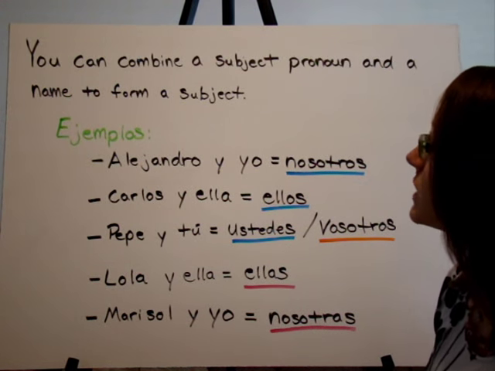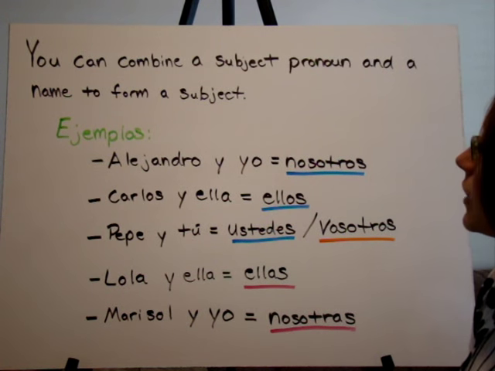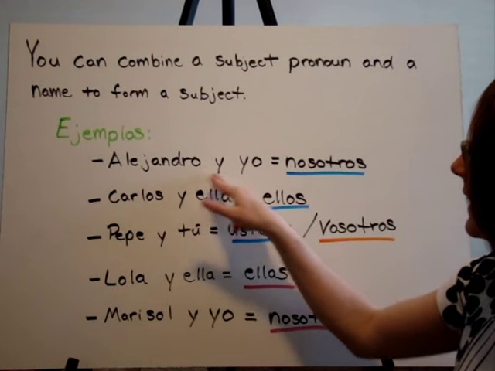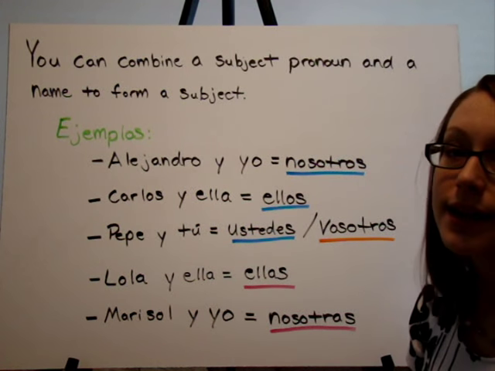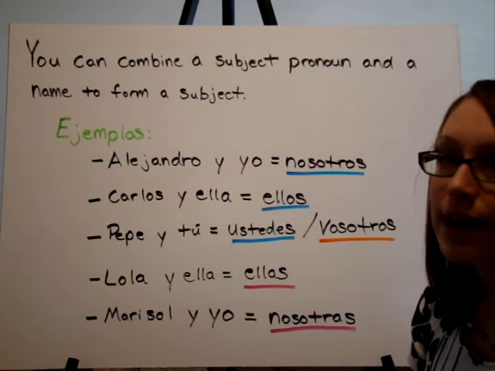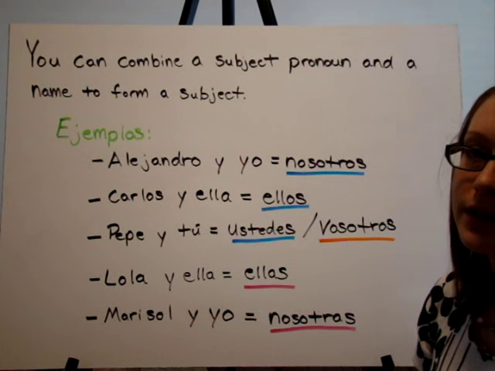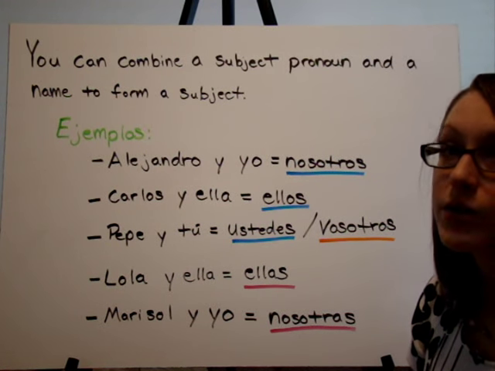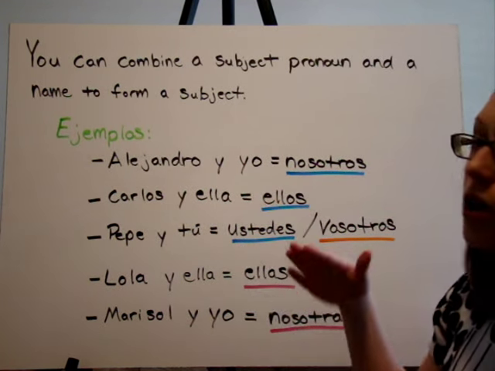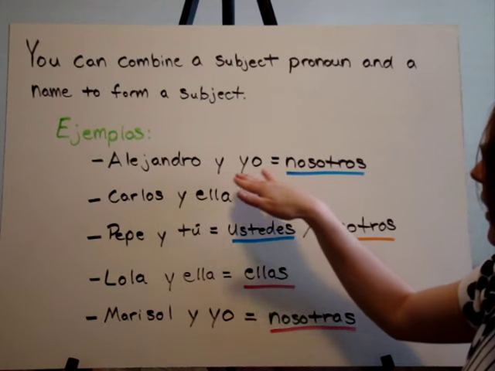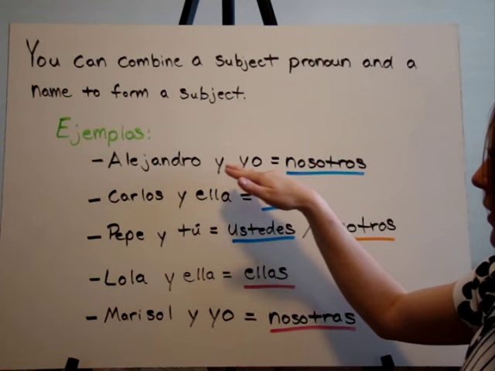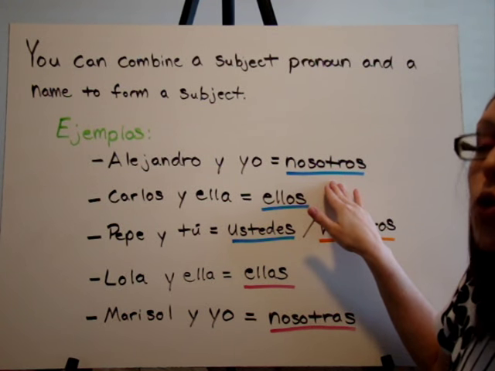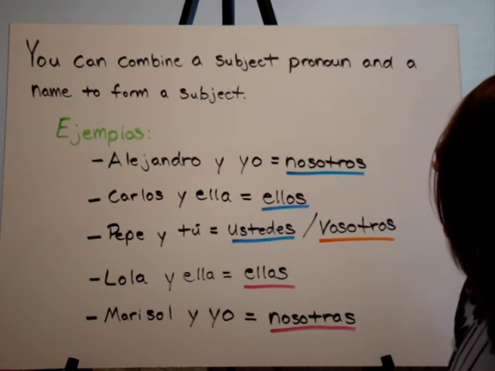Another important thing to know is that you can combine a subject pronoun and a name to form a subject. Some ejemplos would be Alejandro y yo. If you don't want to keep saying Alejandro y yo did this, Alejandro y yo did that, that would be very repetitious and unnecessary because everybody is going to know who you're talking about. So instead of repeating Alejandro y yo all the time, then you can replace their names or these pronouns in the name with nosotros. So now you can just say nosotros or we did this, we did that.